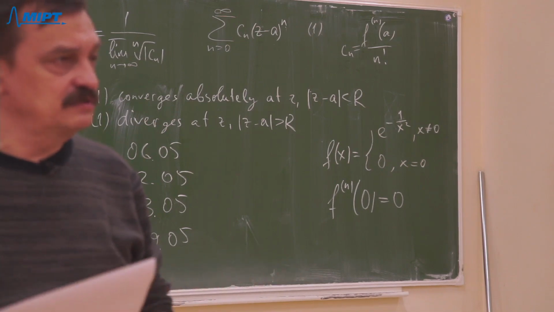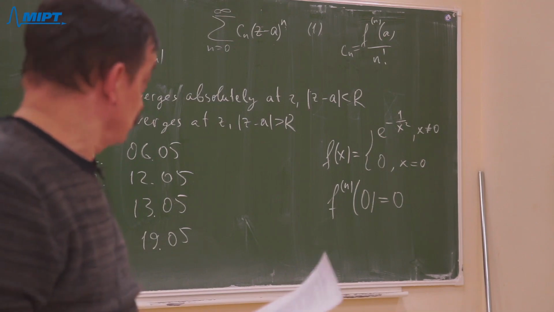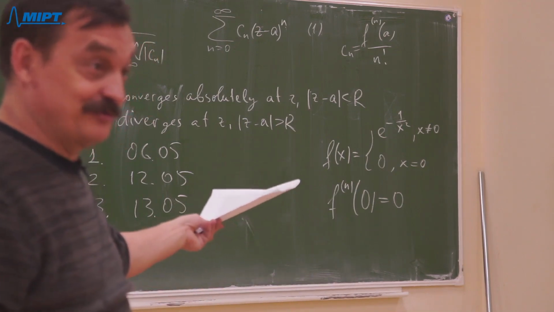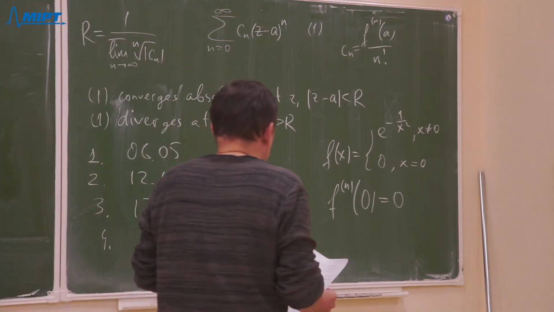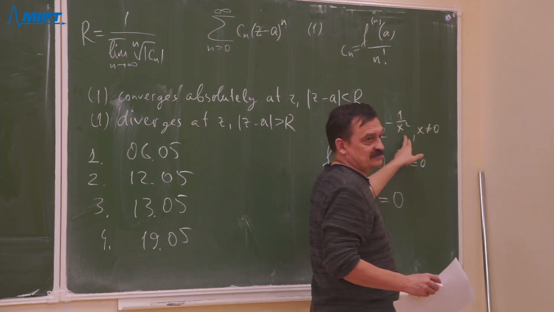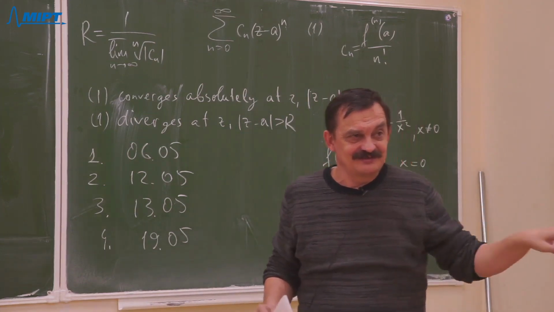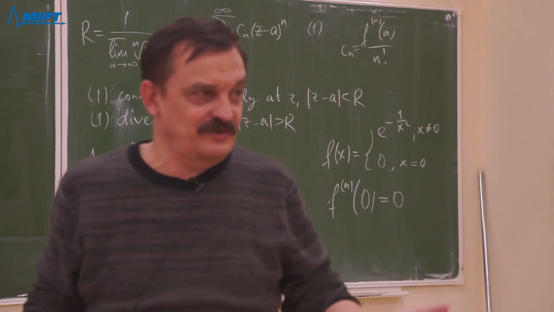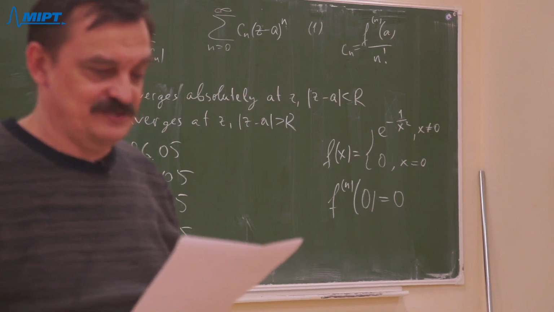What question? Whether that function is continuous? I proved that this function has infinitely many derivatives. You see, if x tends to 0, then here we have minus infinity, and e to the power minus infinity is 0. In fact, I proved that all derivatives exist and they are equal to 0.